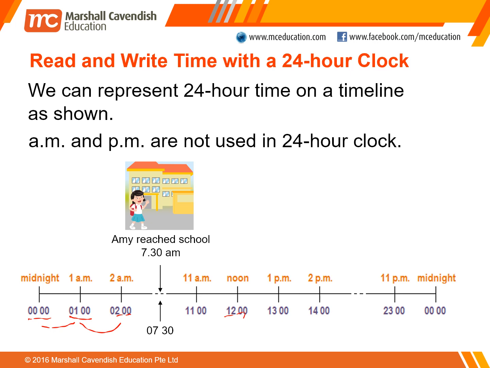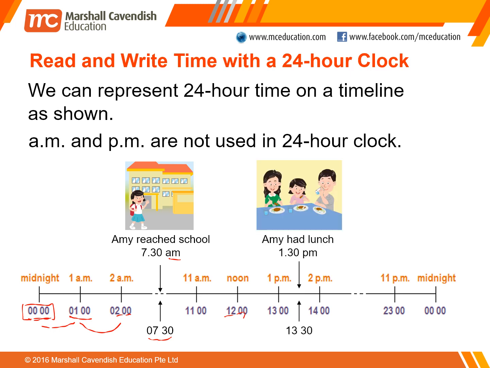So suppose you go to school at 7:30 a.m. In a 12-hour clock, we will write it down as 7:30 a.m. We use a.m. to indicate that this is in the morning. But in a 24-hour clock, you will simply write it as 0730. Why? Because this is 7 hours 30 minutes after 12 midnight, after 0000. So hence you see that the time is indicated as 0730.